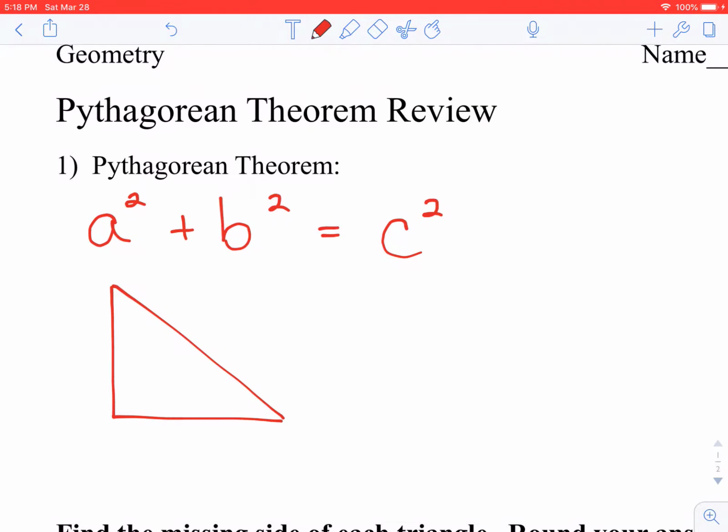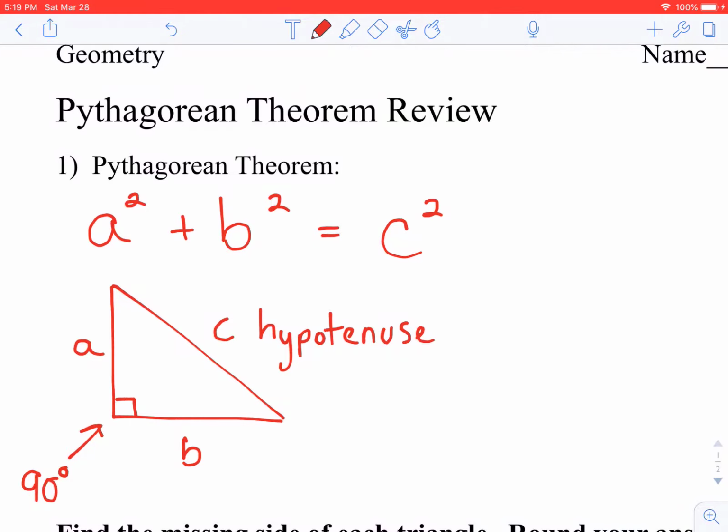A right triangle is simply a triangle where one of the angles is a right angle, meaning one of the angles is 90 degrees. This little square is often used to designate that an angle is 90 degrees. The a and the b values are going to be the legs, the shorter lengths in a right triangle. And the c value is going to be the longest side in a right triangle. We call this the hypotenuse. C is the hypotenuse, the longest side in a right triangle.